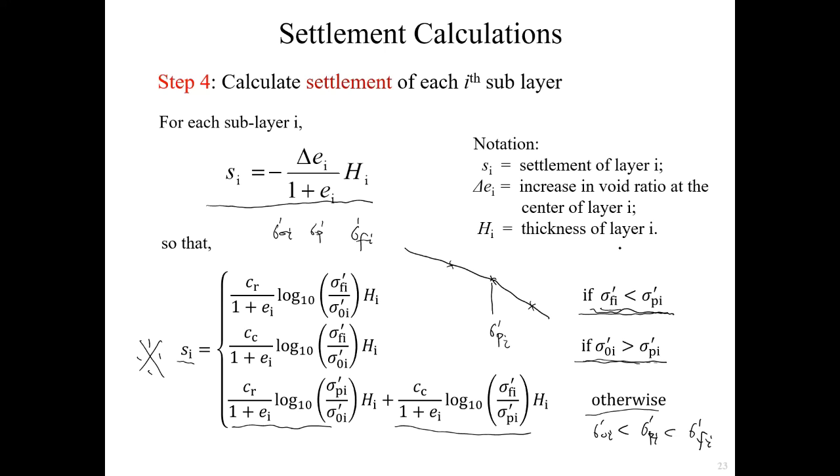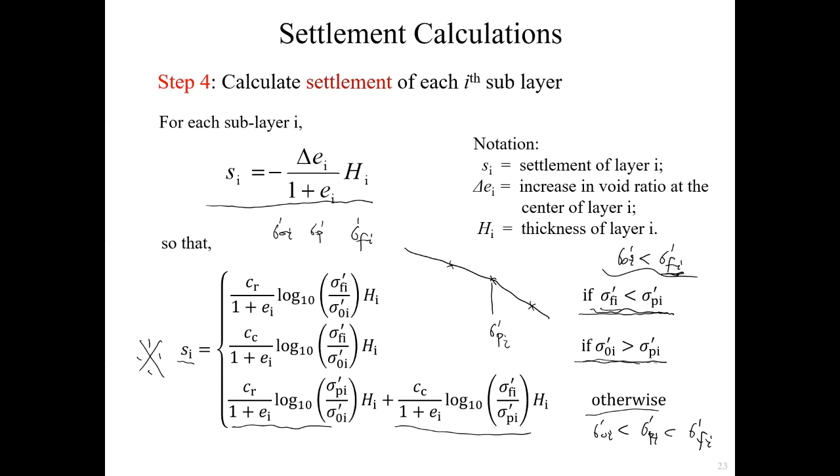So this one is mainly based on the assumption that sigma OI prime is always less than sigma FI prime, so you always apply some loading on top of the soil. Because if you need to do the calculation, the first relationship is that sigma OI prime, the initial vertical effective stress, is always less than the final vertical effective stress.